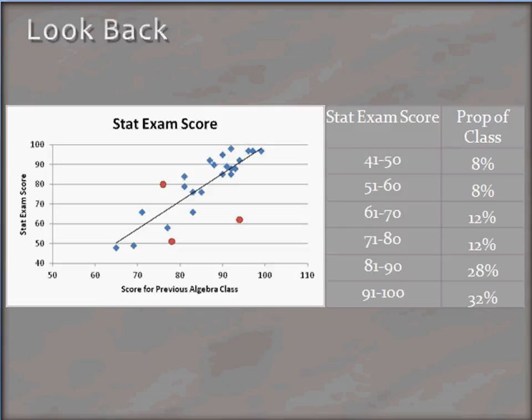Similarly, we could combine these two pieces of information if we wanted to do a report out and really look back. So we showed a lot of information just in a table and a chart. In the table, we show the general trend in the class to being higher. We show approximately where most of the students fell, but we also show the trend based on the previous algebra score with the stat exam score.